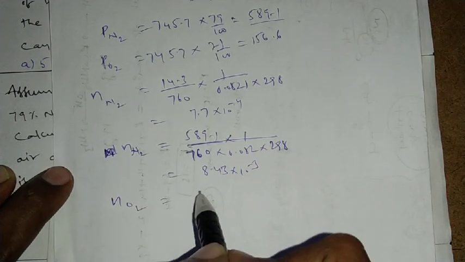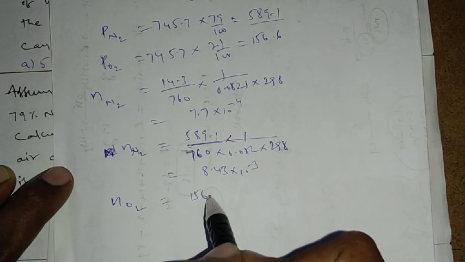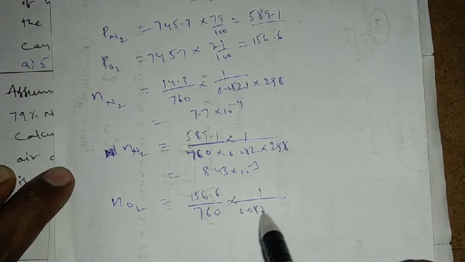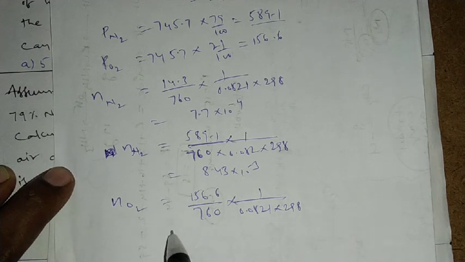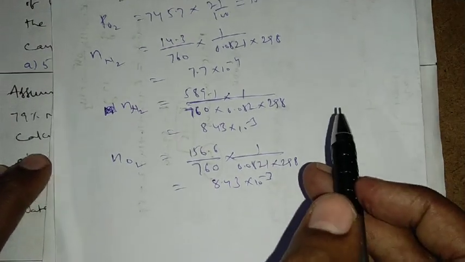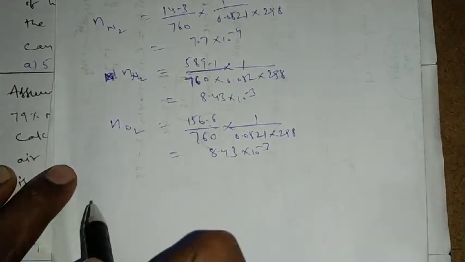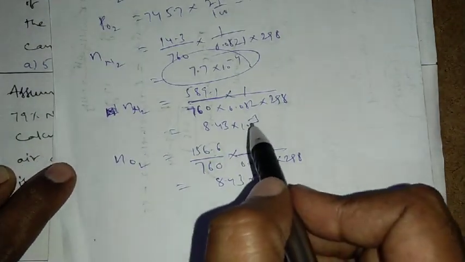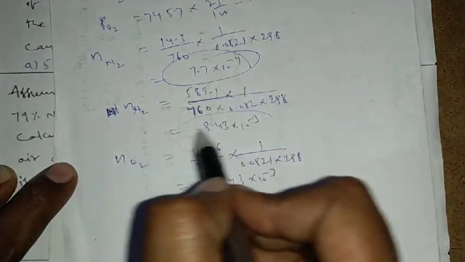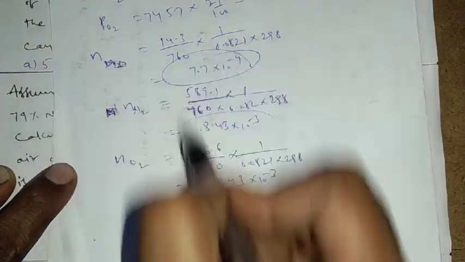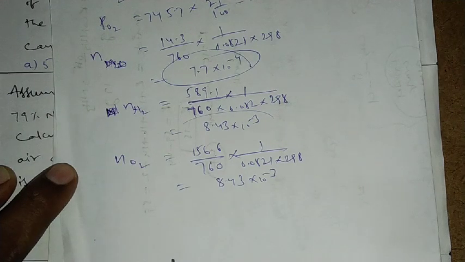Similarly, number of moles of O2, 156.6 by 760 into 1 by 0.0821 into 298 will get 8.43 into 10 power minus 3. Now total mass in 1 liter equal to, what will get here? So what are the values here? This is the number of moles of water, H2O. Next one is nitrogen. Next one is oxygen.